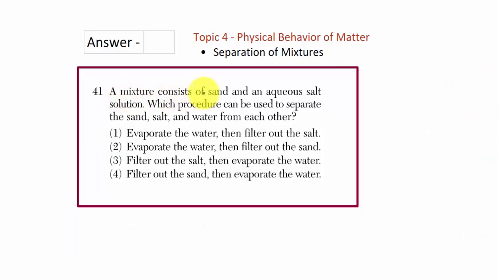Question 41. A mixture consists of sand and an aqueous salt solution. Which procedure can be used to separate the sand, the salt, and the water from each other? Well, in this mixture, the salt is dissolved in the water, but the sand is insoluble, so it's not dissolved. So the first thing we're going to do is remove the sand from the other two by filtration. So we're going to start with filtration to remove the sand. And then if you heat it up, the water will evaporate and the salt will be left behind. So the answer is number 4.